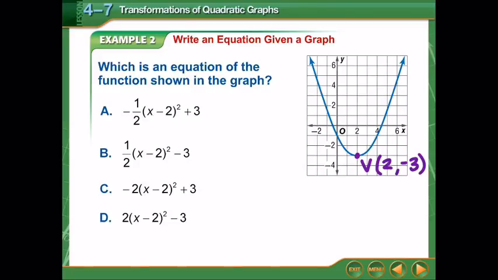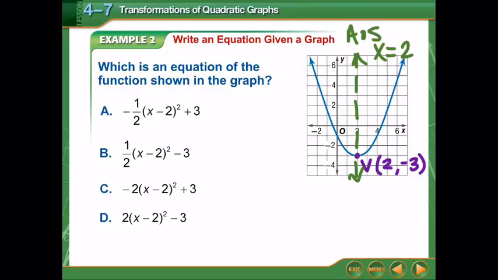The axis of symmetry is the line that goes through that vertex and actually splits the parabola into two equal pieces. So this is the axis of symmetry, and it is at x equals 2. Okay, we can see that our parabola opens up, so that means we should have a positive number in front of our equation. And then we could use some of the points that are on this graph as well.